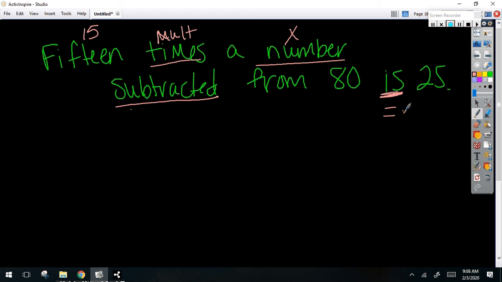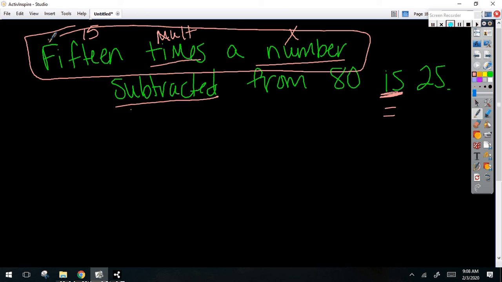All right. So let's think about this. We know 15 times a number looks like what? 15x, right? But if I want it subtracted from 80, does that mean it's 15x minus 80 or 80 minus 15x? Let me write them both and let you look. Only one of these is right. 80 minus 15x, because it says it's subtracted from 80.